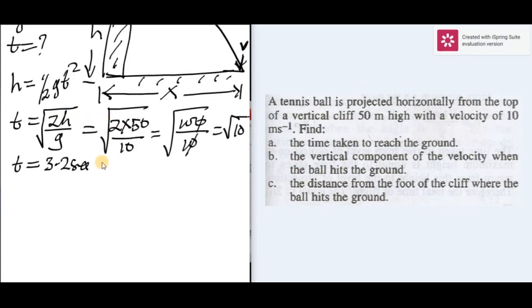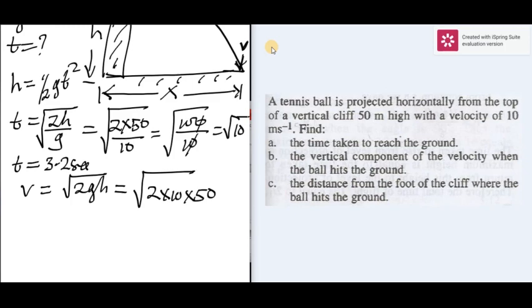The next question: the vertical component of the velocity when the ball hits the ground. At this point, when the ball hits the ground, a derived equation from the equations of motion says that it can be expressed as the square root of 2gh. Putting in the values, 2 times 10 times 50, that will give us 31.6 meters per second.